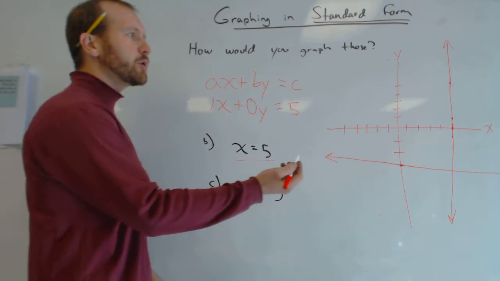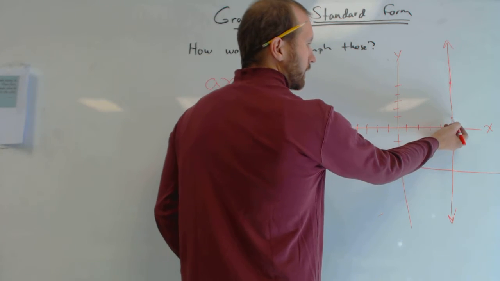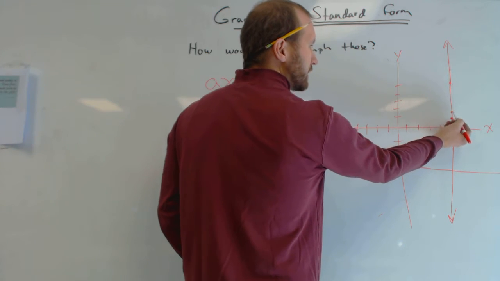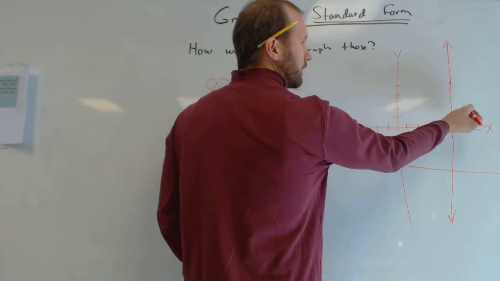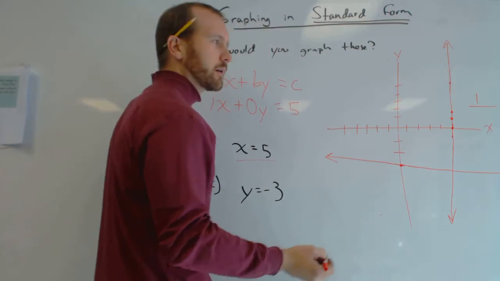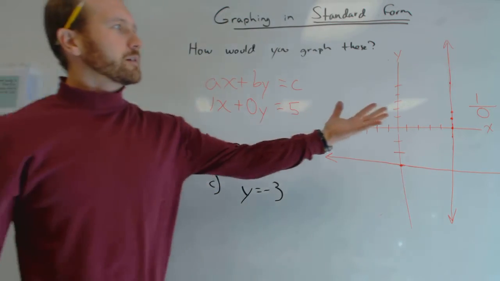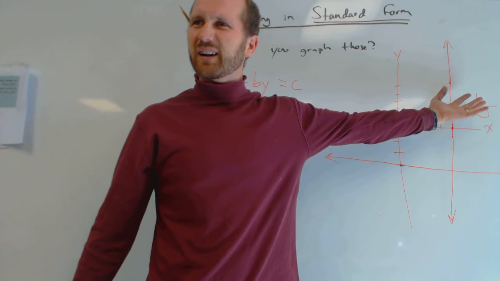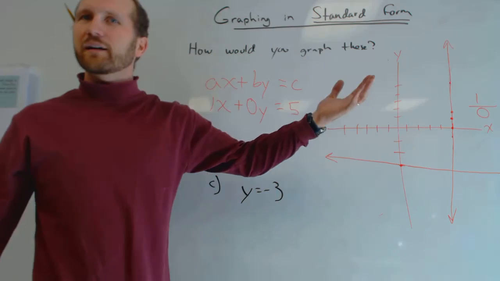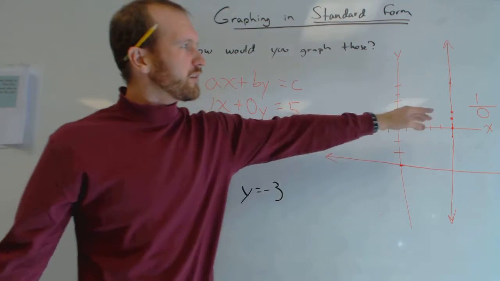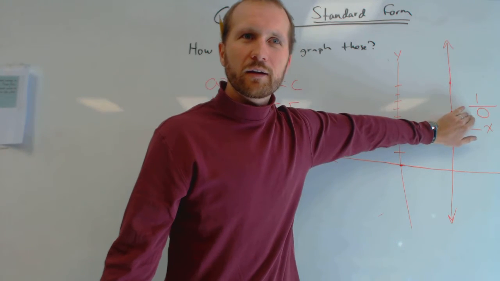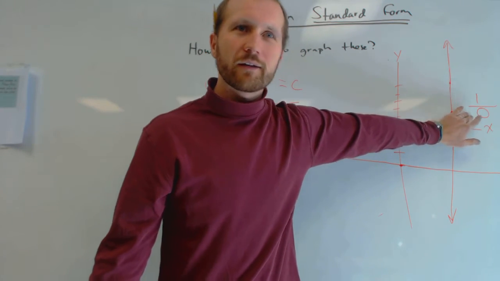Why? What is the slope of this line? Well, let's think about it. Here's a point and here's a point. So I go up 1 over how many? 0. So it's 1 over 0? That doesn't make sense. 1 divided by 0? So it just doesn't work.